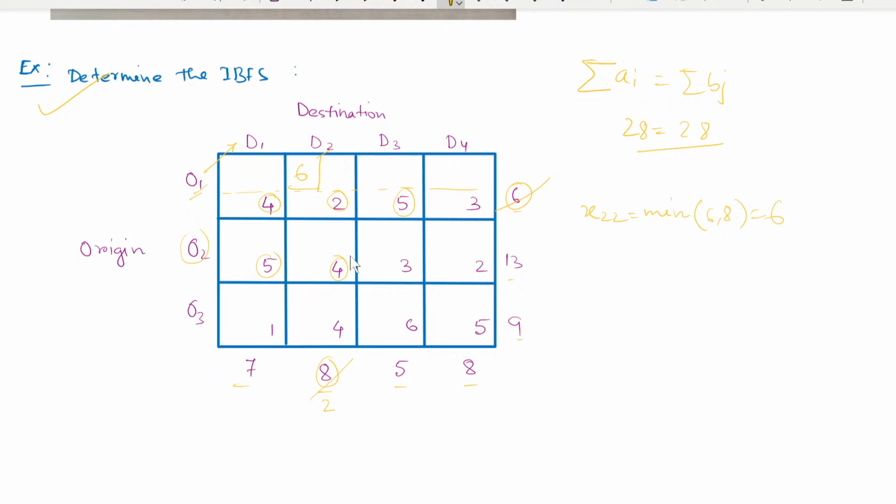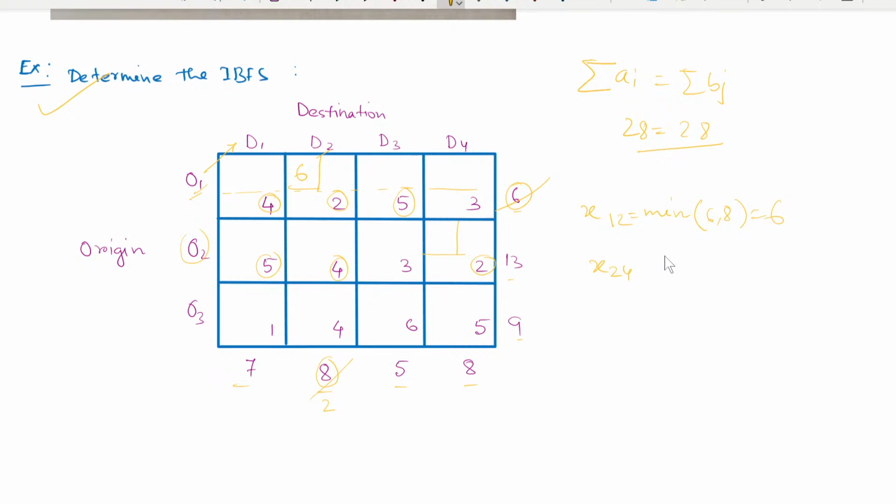Now we go to the second row and find the minimum element. The minimum element in the second row is this 2. So we allocate in this cell. This one is x12, and then this cell is x24.